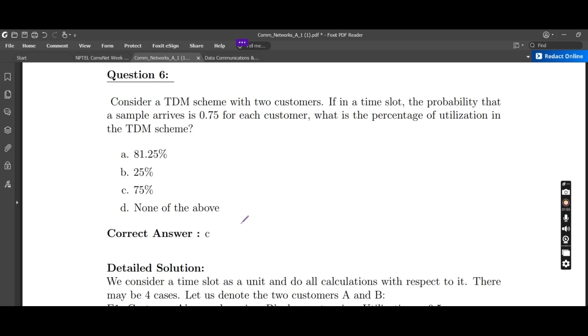Utilization means that when there is a particular time slot, at least one of the... One minute, just let me get a sweater.